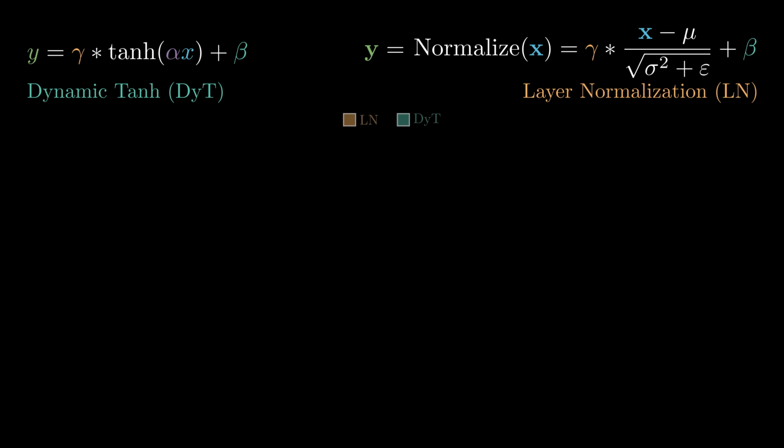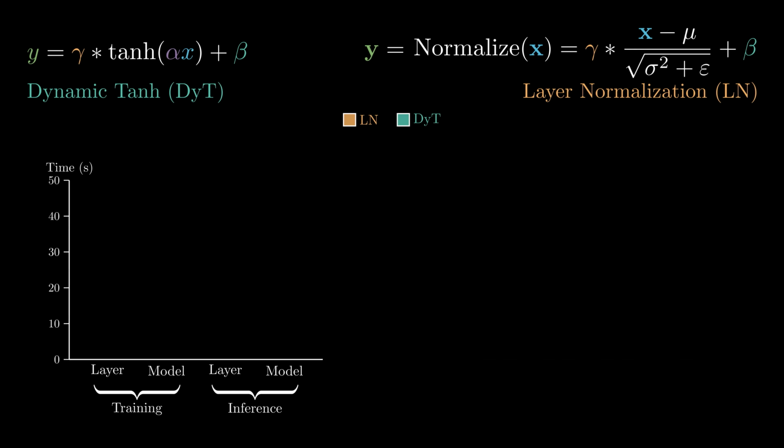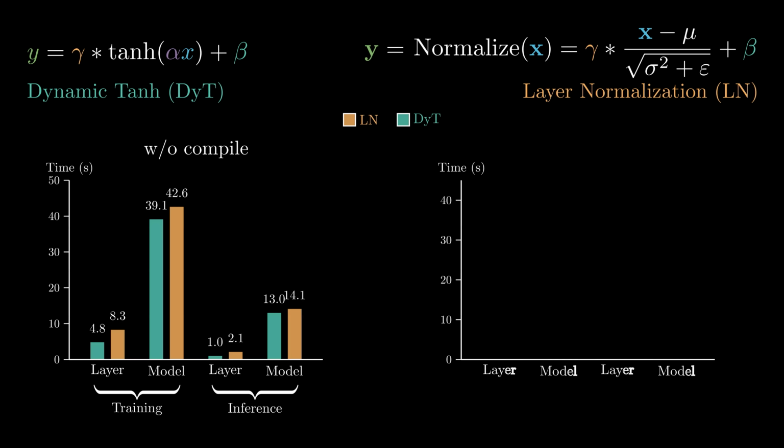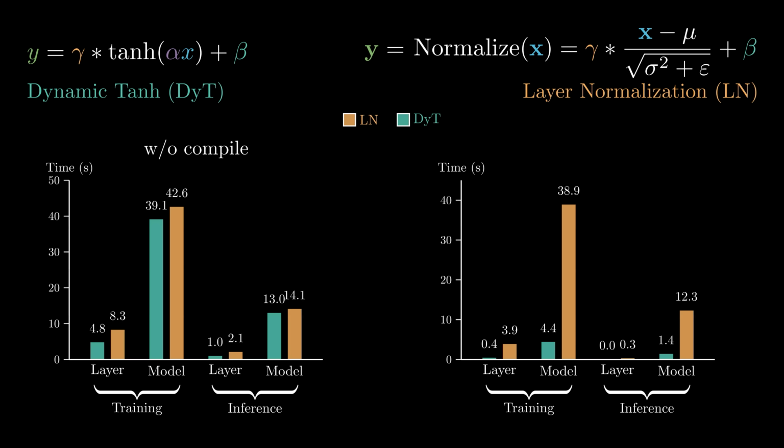As DyT involves only element-wise computation, it can achieve substantial reductions in both inference and training time. Here are the results of running 100 forward passes for inference and 100 forward-backward passes for training. But in practice, when modern compilers optimize LayerNorm, they are nearly as fast. That said, DyT is conceptually and computationally simpler and eliminates the need for reduction operations. As a result, it can be faster in scenarios where reductions are expensive and is also easier to fuse with surrounding layers for potential speedups.